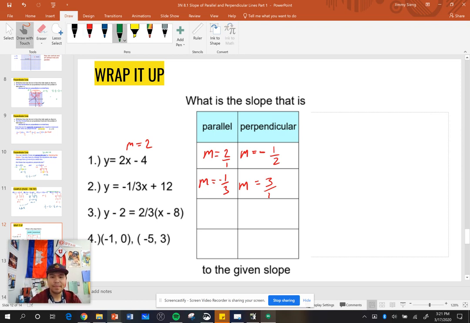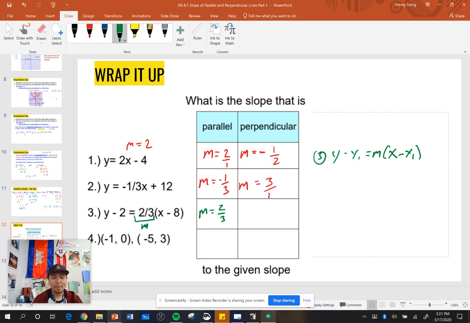Look at number 3. Remember number 3 is y minus y1 equals m parentheses x minus x1. Again, I just want to worry about the slope for now, but you should notice that this is in point slope form, but the slope is going to be 2 over 3, okay? Just right there, that's your slope, okay?